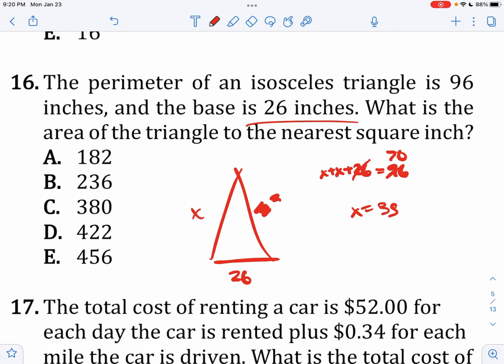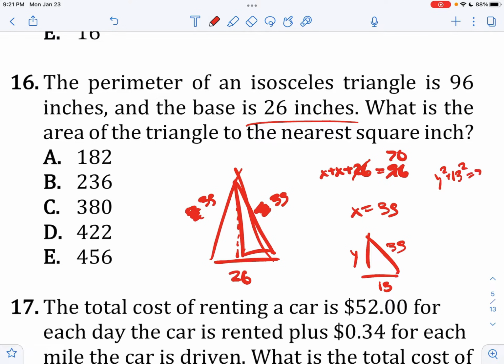That means this is 35, this is 35. You can calculate the height now by just turning this into a right triangle. So the right triangle has 13, 35. And then here, we can just use the Pythagorean theorem. So y squared plus 13 squared equals 35 squared. Solve for y, you get 35 to the second minus 13 to the second. All of that to the half, you get 33.5.